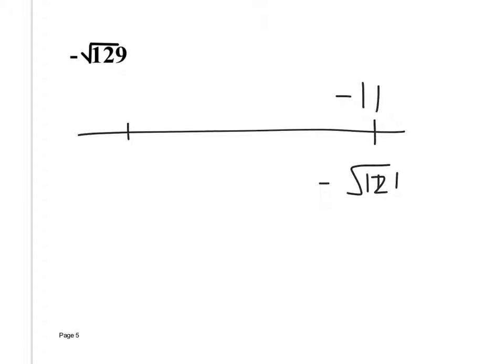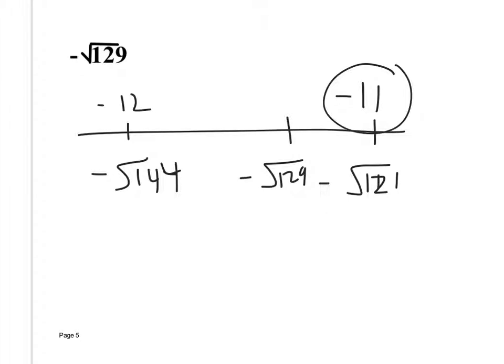Then go a number bigger than that number. The next one would be 12, at 144. So negative square root of 144 gives you negative 12. Which one is this closer to? 121 or 144? 121. It's only 8 away. The other one's 15 away. So negative square root of 129, your answer is negative 11.